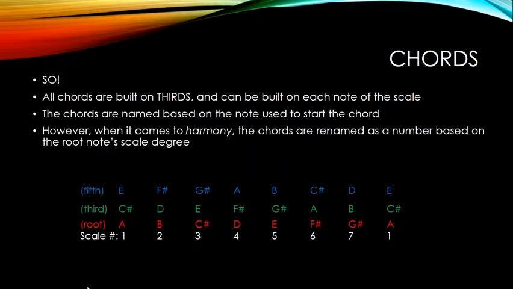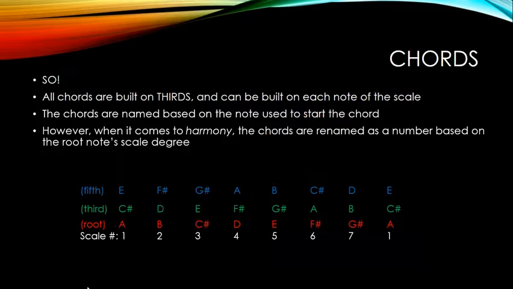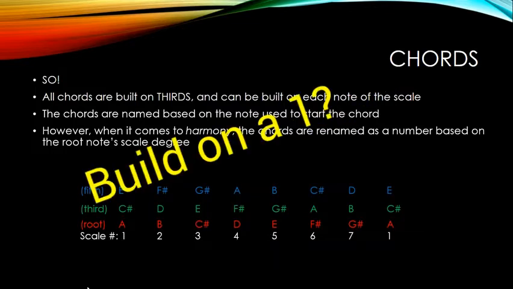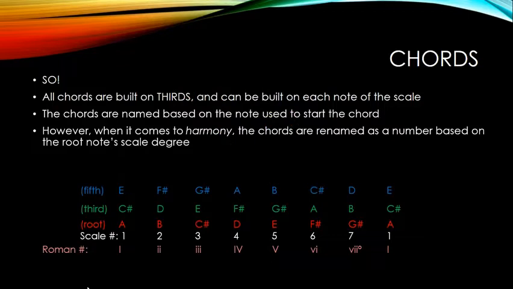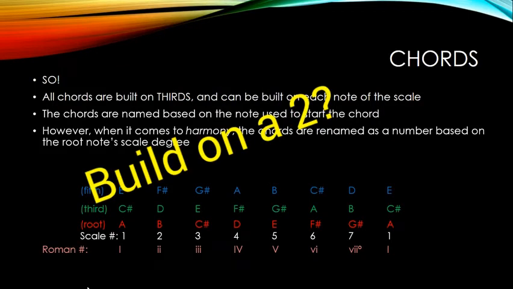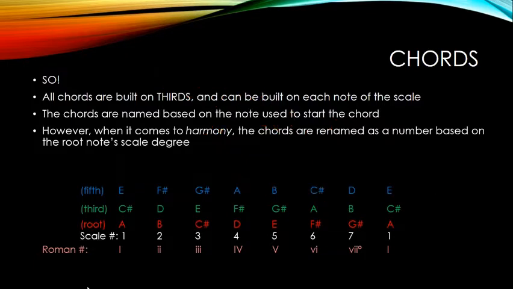However, when we start talking about harmony, the chords are going to be renamed according to the number of that root note. So that's why we actually put all those scale degrees in. So if you're starting to build a chord on the first note of a scale, that chord will now be a 1 chord. If you're going to build a chord on the second note of a scale, that will be a 2nd chord, and so on and so forth. Not rocket science.